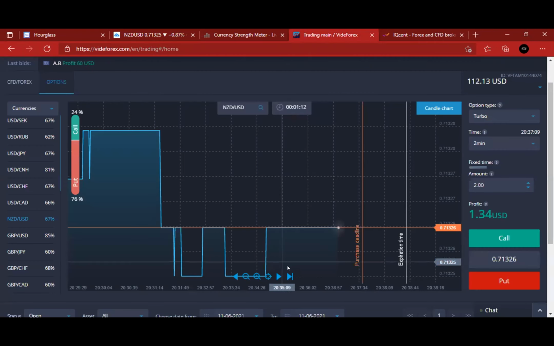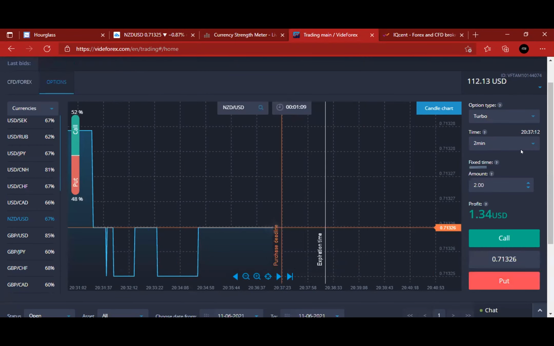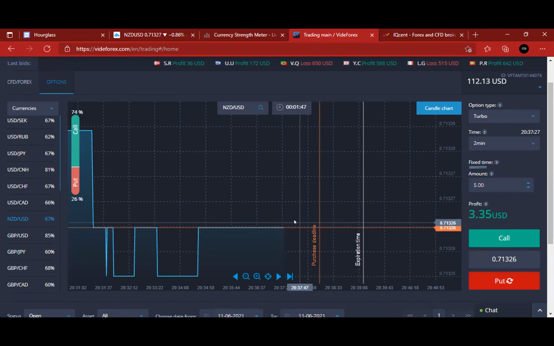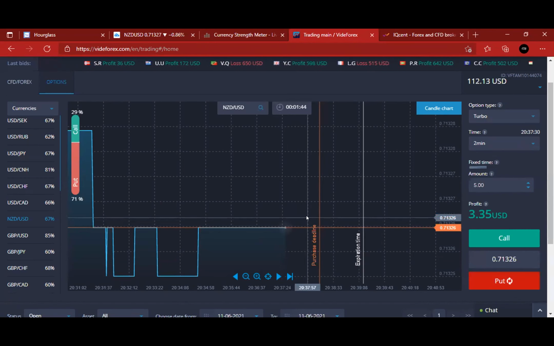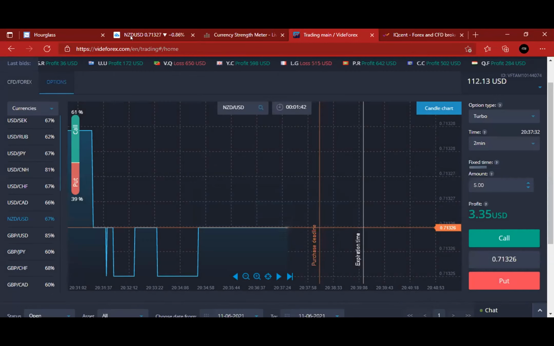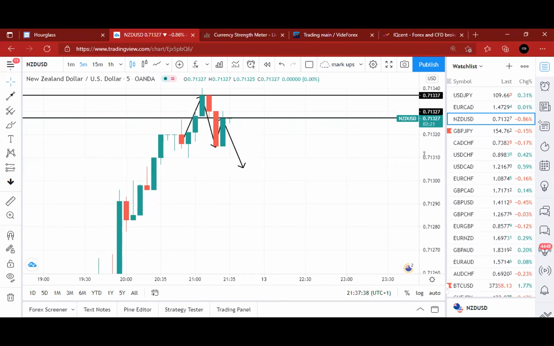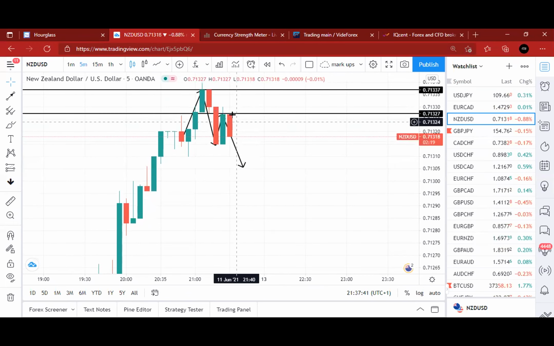But on TradingView, I don't know what's happening on TradingView, on Vite Forex. I don't know why it's behaving like this. I want to take this place, but it's not allowing me to take the trade. So you see, it's rejecting this entry. So I'll say, okay, let me take a light risk.